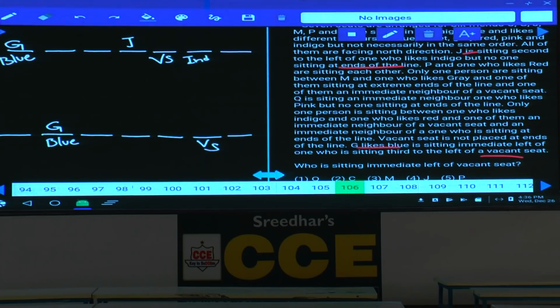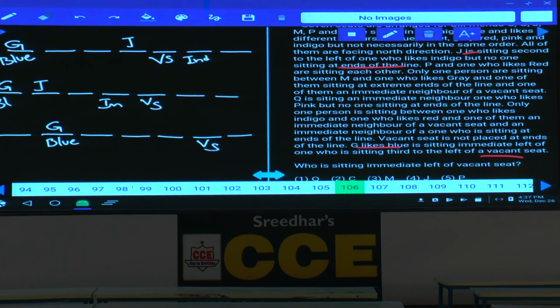Here he is not talking about the second person, he is talking about the place, the second place. J is seated second to the left of the one who likes indigo. That is one possibility. Then what is the other possibility? The other possibility is that indigo is to the immediate left of this vacant seat. 1, 2, 3, 4, 5, 6, 7. Then this is the vacant seat and this is G who likes blue. Now if this person is indigo, then J will be at this place.